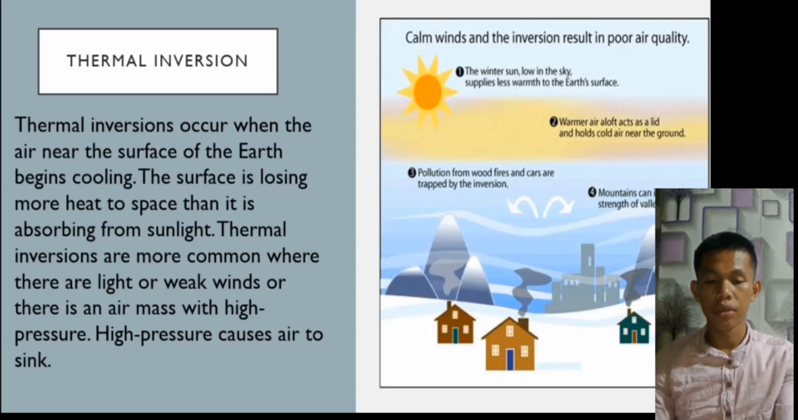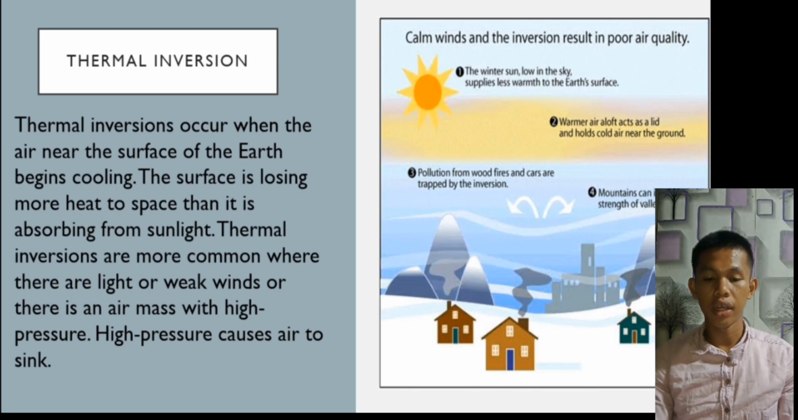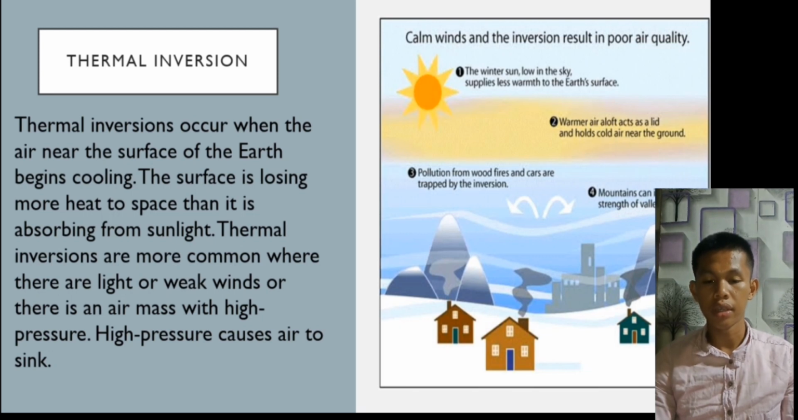Thermal inversion. Thermal inversion occurs when the air near the surface of the Earth begins cooling. The surface is losing more heat to space than it is absorbing from the sunlight. Thermal inversions are more common where there are light or weak winds, or where there is an air mass with high pressure. High pressure causes air to sink.